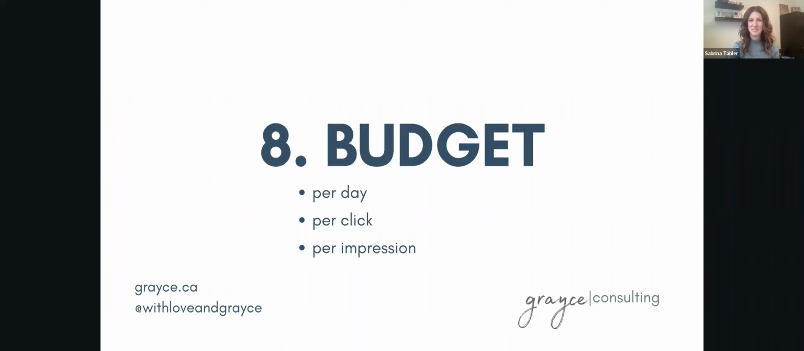And then we get to budget. So this is where paid ads can really start to add up, and you really want to think this one through. So there can be a minimum amount that you set, and it can be set per day, per click, or per impression. So really want to look at how much are you willing to spend, and then you can set those minimums, and then you can also set a maximum so that it doesn't go above a certain amount. So you're not surprised with this gigantic ad bill.